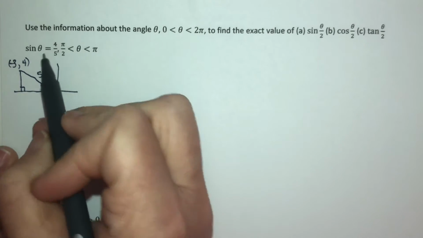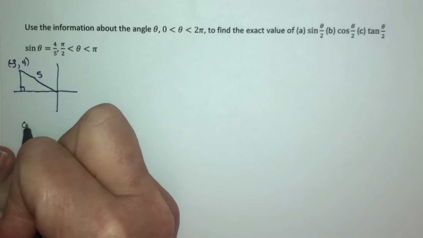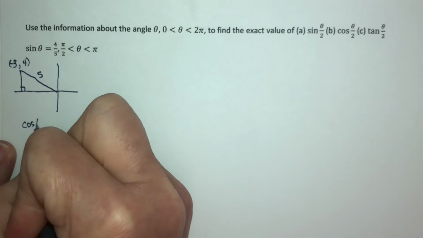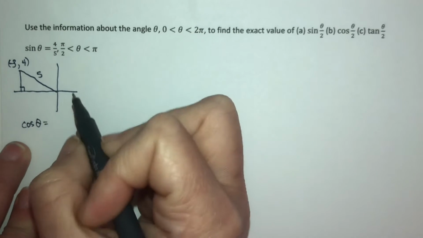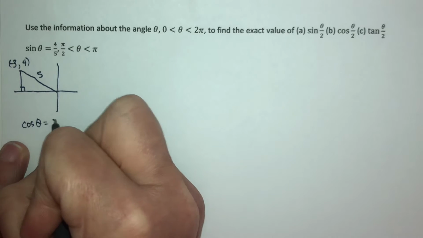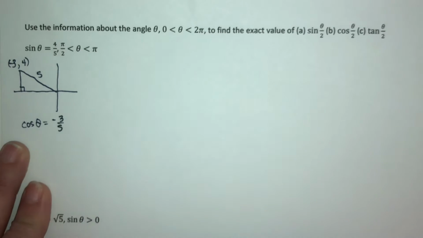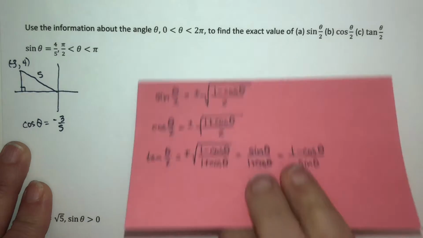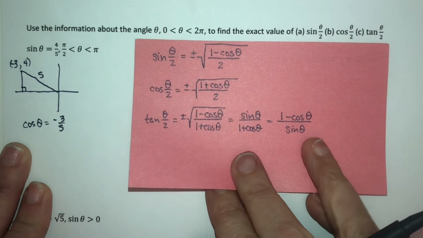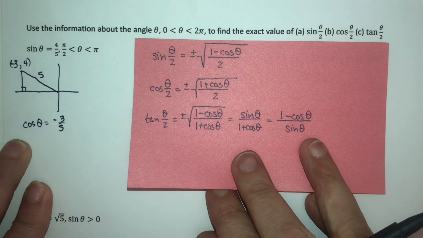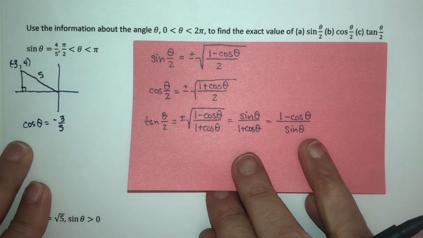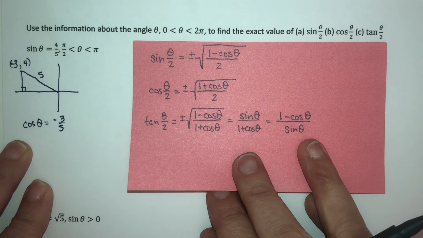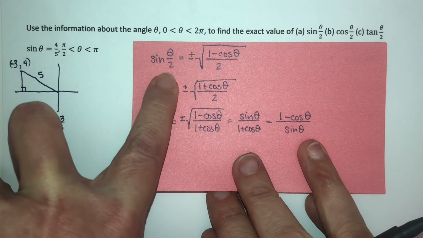So sine is 4/5. Cosine of theta is going to be -3/5. And none of our formulas involve knowing tangent, so I don't need to write that one down. Okay? So sine of pi over 2.